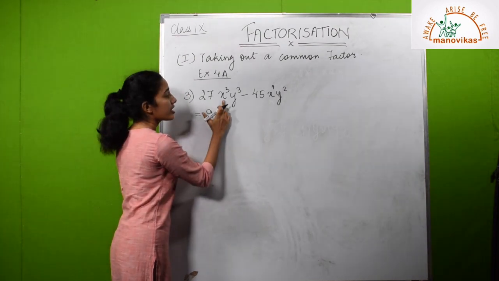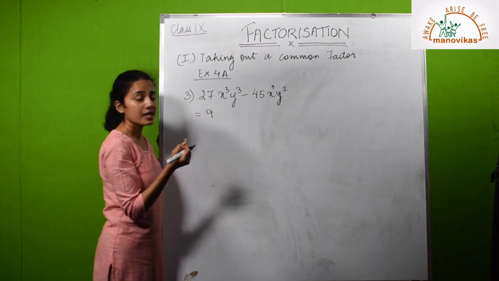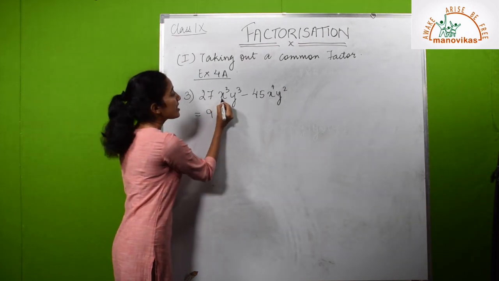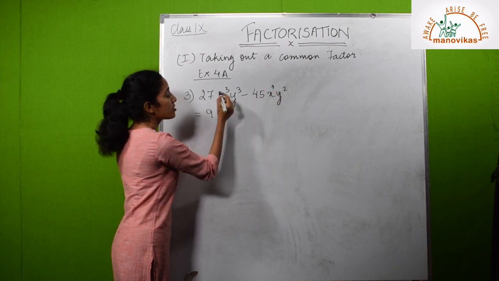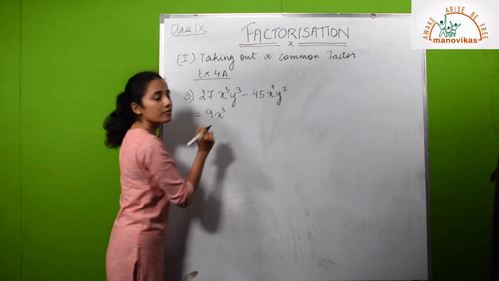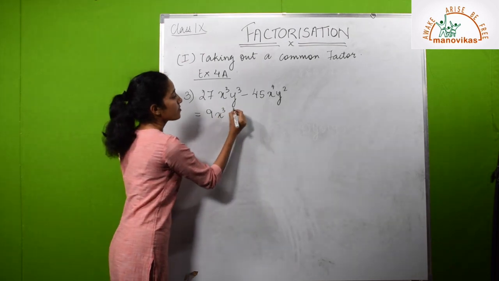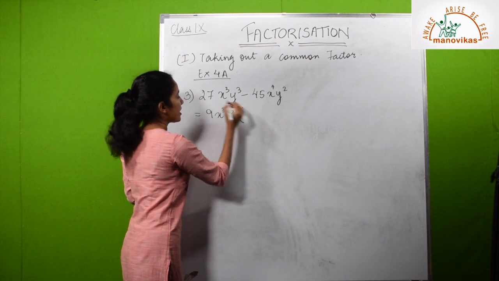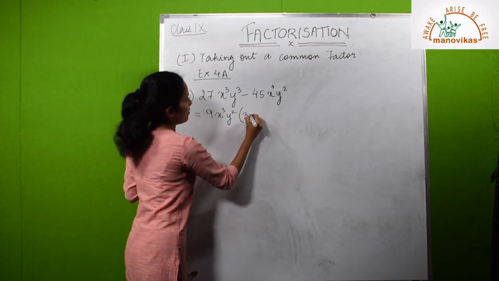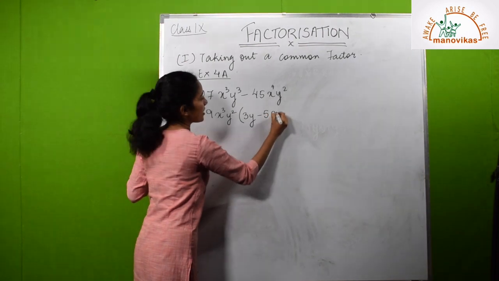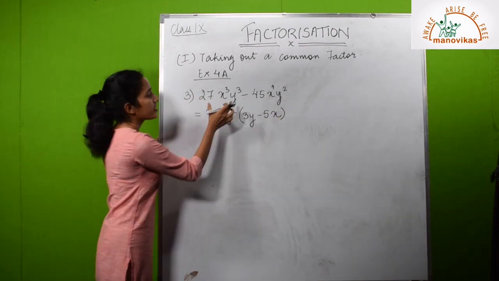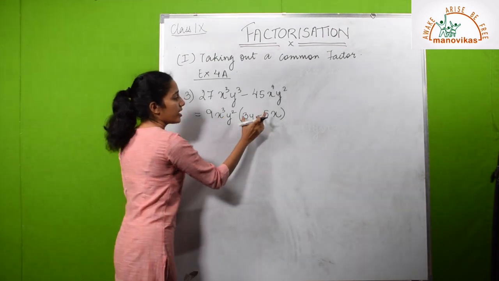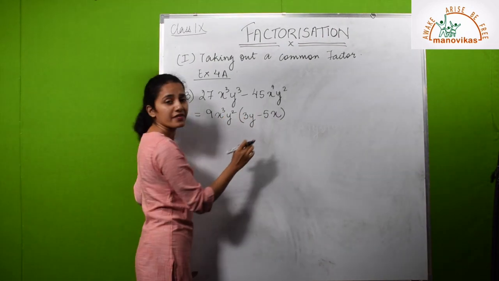The next one is to take a common factor from the variable x. To choose that, you choose the variable with the lowest degree. So between x cube and x raised to 4, the lowest degree is x cube. And for the y variable, the lowest degree is y square. So what remains inside is 3y minus 5x. So therefore we see that this expression is factorized as 9x cube y square into 3y minus 5x.